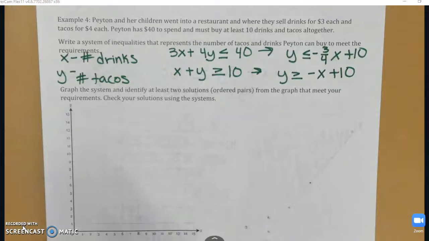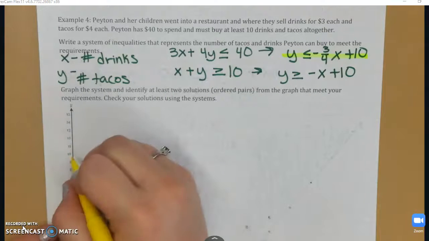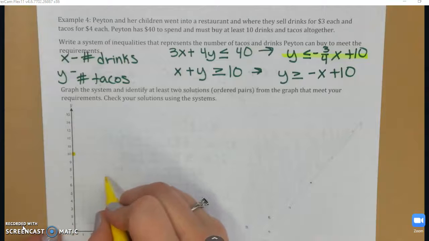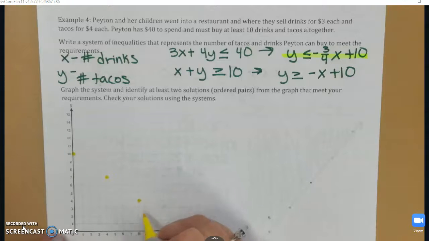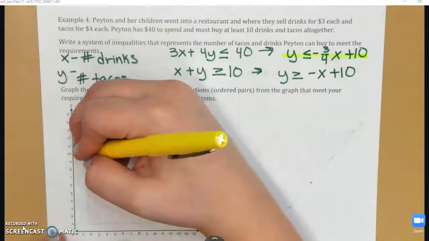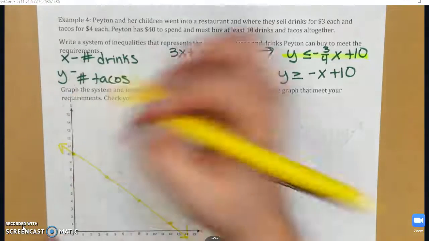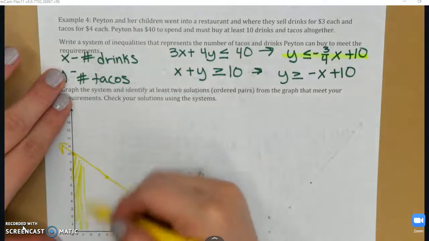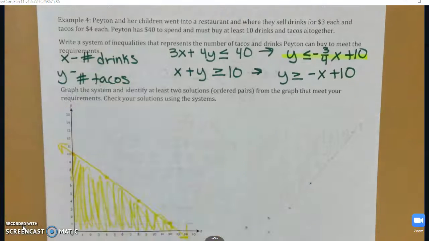And now I'm ready to graph both of these. I am going to do the first one in yellow. So my y-intercept is at positive 10, and my slope is negative 3/4. So I'm going to go down 3 over 4, down 3 over 4, down 3 over 4. And again, this is going to be a solid line. And this is less than, so I am going to shade below. So there's my first one.